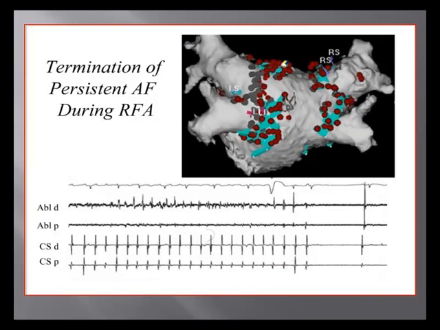Here's a three-dimensional view of the left atrium. Each of these represents energy application. In this particular case, when we completed the circle, this is atrial fibrillation. Clinically, the ECG, the intracardiac electrograms, you see it abruptly stops. And the rhythm stops, and the patient is now in normal rhythm.